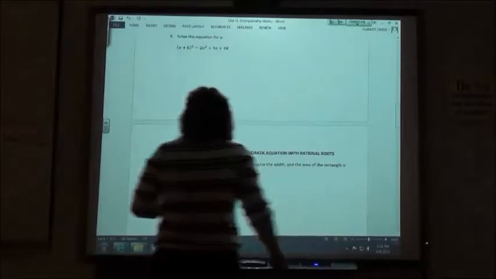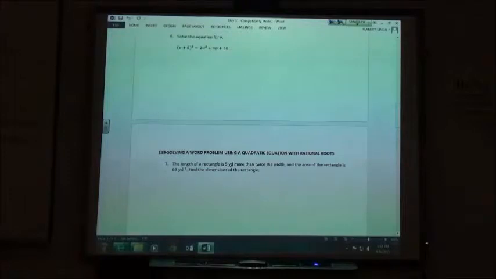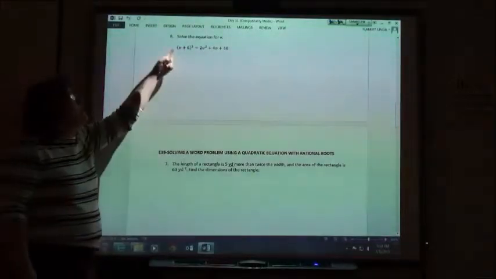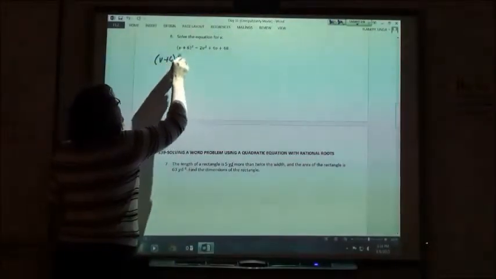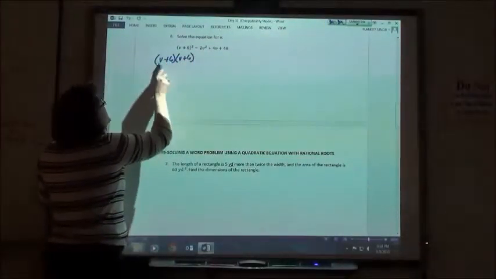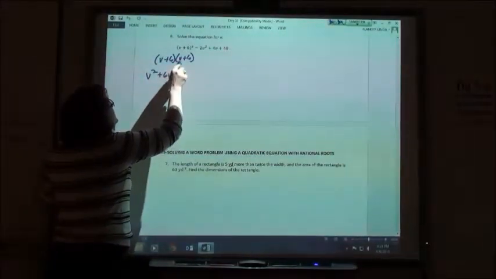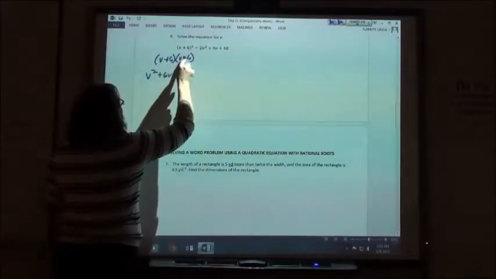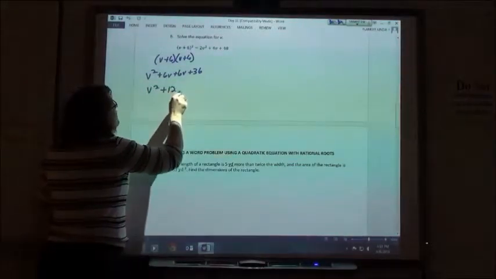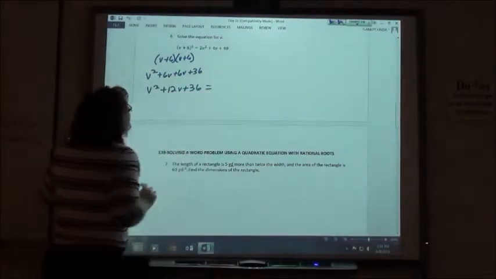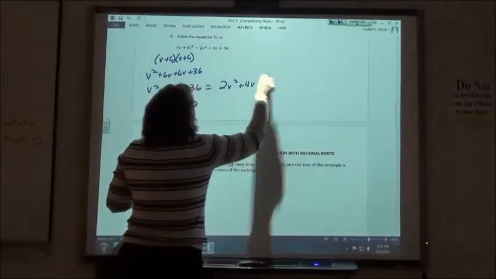The next one. Again, I'm solving my quadratic equation. I hopefully know I have to set it equal to 0, but before I do that, I'm going to square my v plus 6. So v plus 6 times the second v plus 6. V times v is v squared. My outside is 6v. My inside is 6v. 6 times 6 is 36. So v squared plus 12v plus 36 is equal to 2v squared plus 4v plus 48.